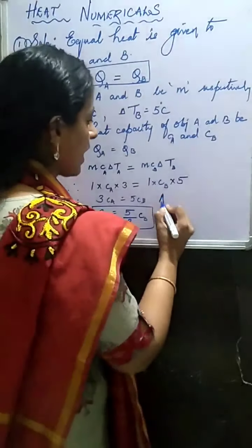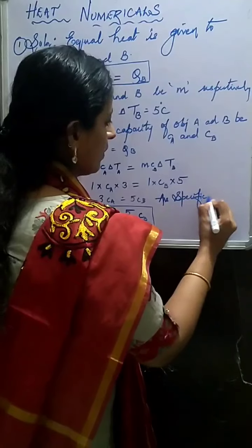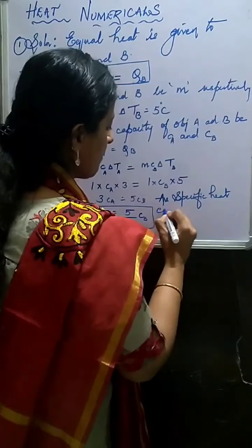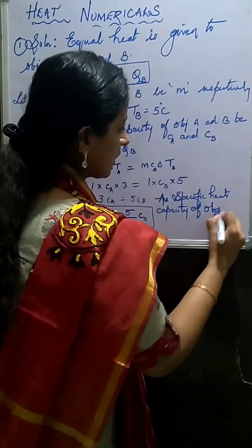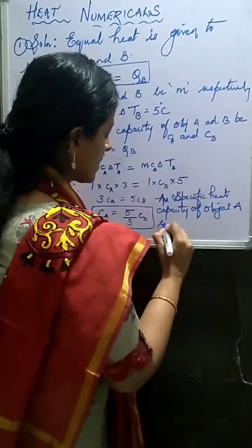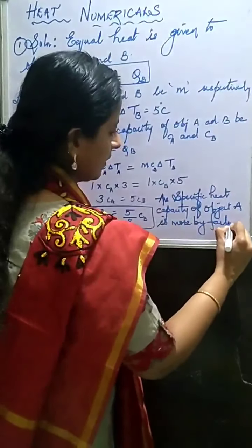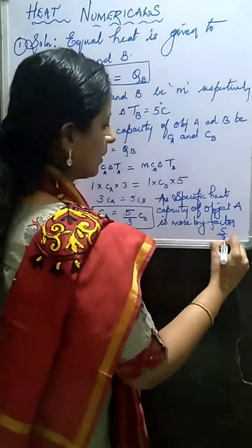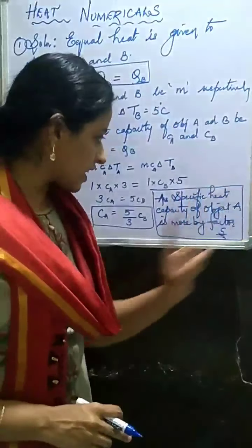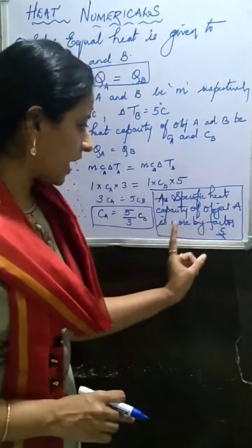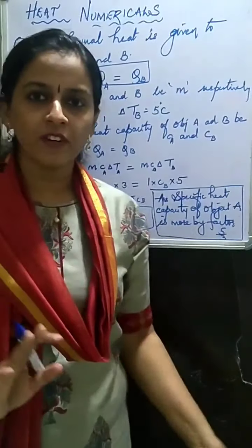So final answer you will write: specific heat capacity of object A is more by factor 5 upon 3. Okay. So final answer you will write in statement: specific heat capacity of object A is more by factor 5 upon 3. I hope you understood the first sum. Okay.